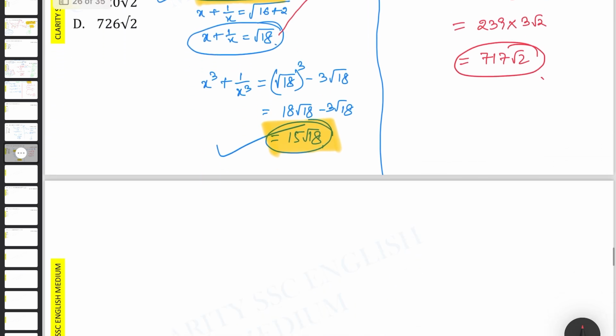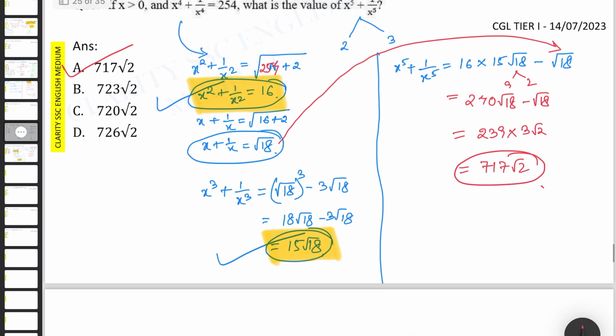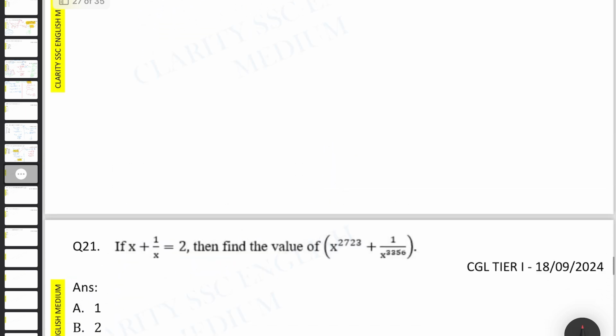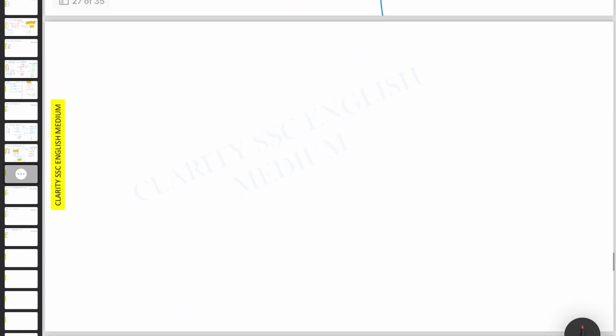Let's see the next question, question number 21. Let me give you some hints, some special cases. This one is the last case, the special case. There are 3 special cases that we can see in the examination very often. So I will tell you what the special cases are and how to solve this type of question.